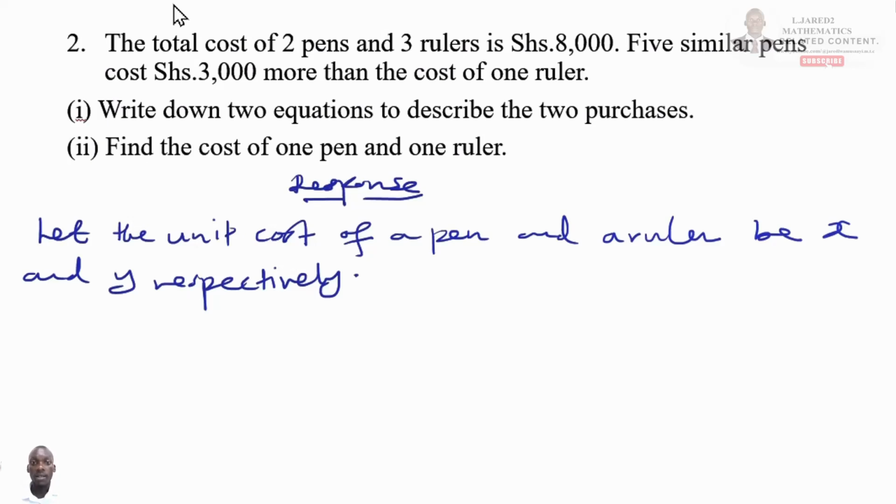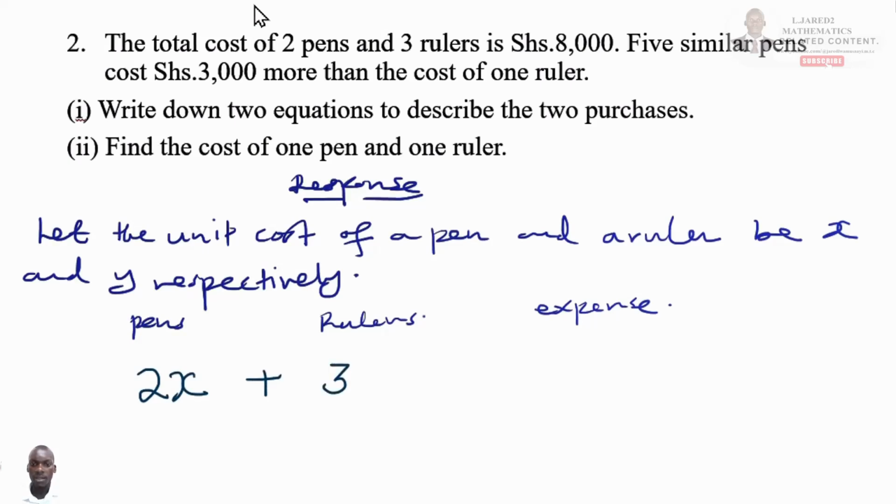Let us now go ahead and analyze the statements. They are saying that the total cost of 2 pens, so we have the pens and then the rulers and then the expense or the cost. As we are analyzing the first statement, we're saying that the cost of 2 pens, so we have 2 multiplied by the unit cost of a pen, which is x, plus 3 rulers, so 3 multiplied by the unit cost of a ruler, should give us the expense, which is 8,000 shillings. So this now becomes our first equation we have formed.